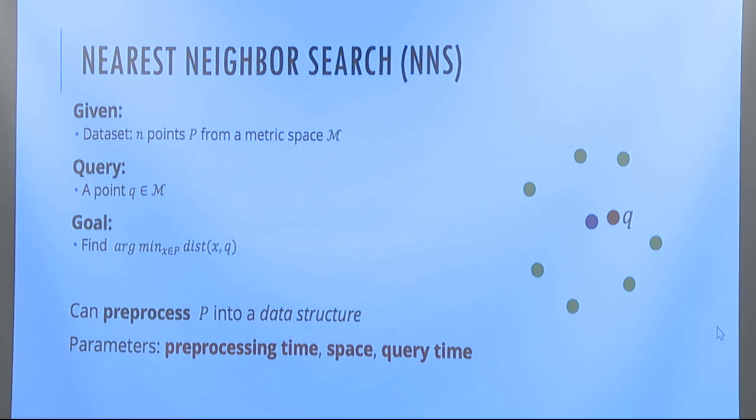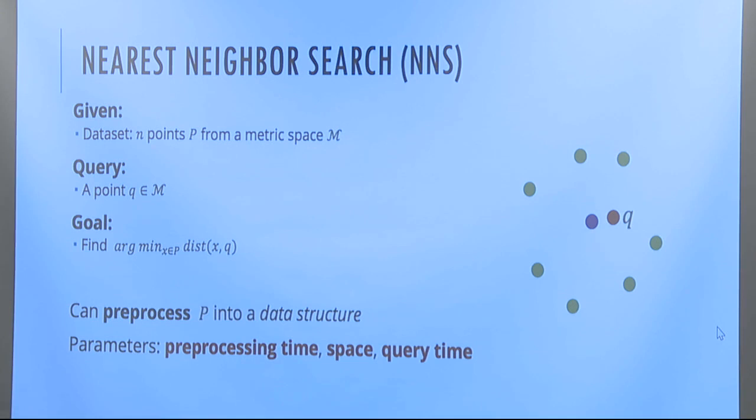This is the exact nearest neighbor search problem. I won't try to give a lot of motivation on why this is important. This is a very important computational problem used for all kinds of things, useful in data analysis, machine learning, databases, information retrieval. It's all over computer science. It's a thing that people really like to be able to do fast.